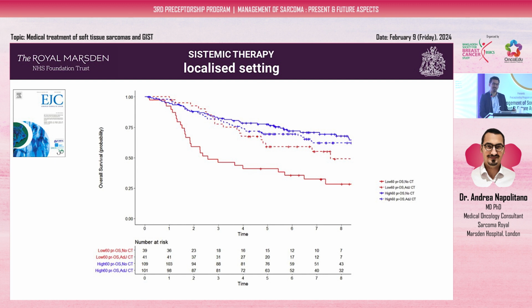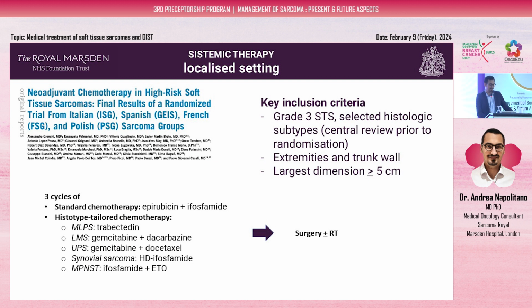But in other countries and in other centers, this is not done because this is a post-hoc analysis of a negative phase 3 trial. So that's why there is a little bit of difference in the use of neoadjuvant and adjuvant chemotherapy. Now, a subsequent trial has been run, and this is the most important, on the use of neoadjuvant chemotherapy in selected histologies, in this case 5 histologies that were selected, only grade 3 and only extremities and trunk wall and largest dimension more than 5 centimeters.